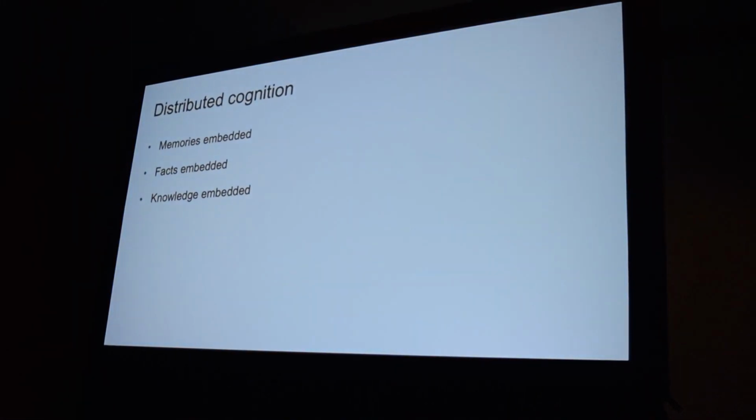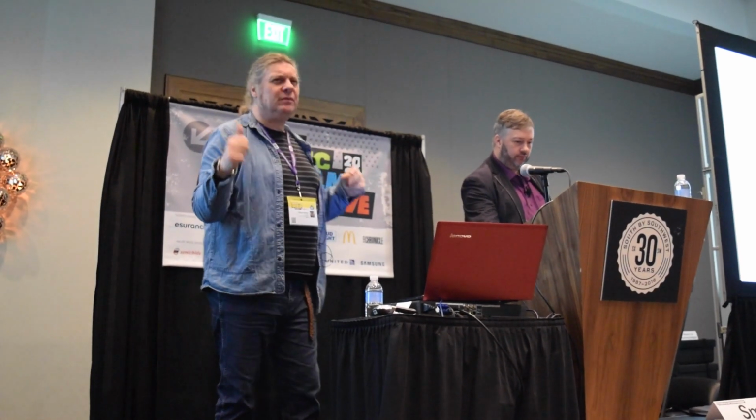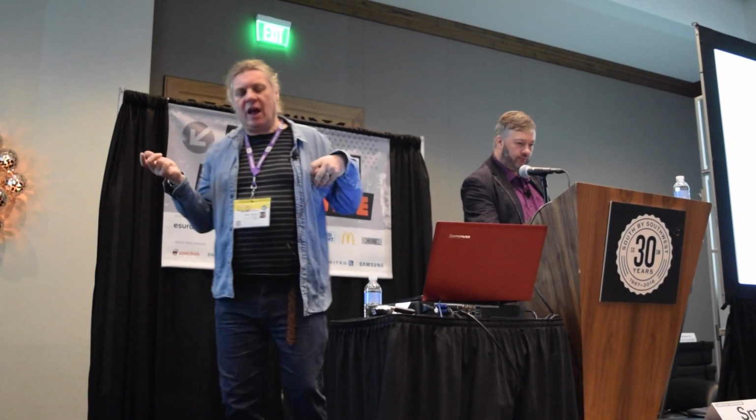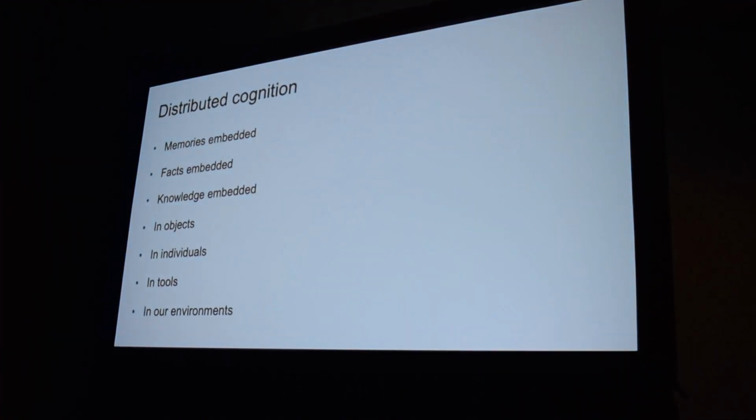The whole brain in a jar model is not the only thing. We actually spread our cognition across people, objects, and things. A simple example of this is that if you think about doing a math problem, this is a classic example.